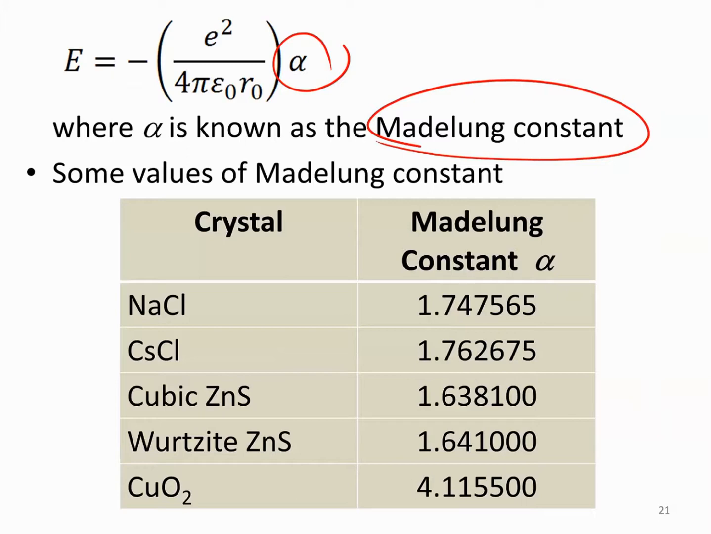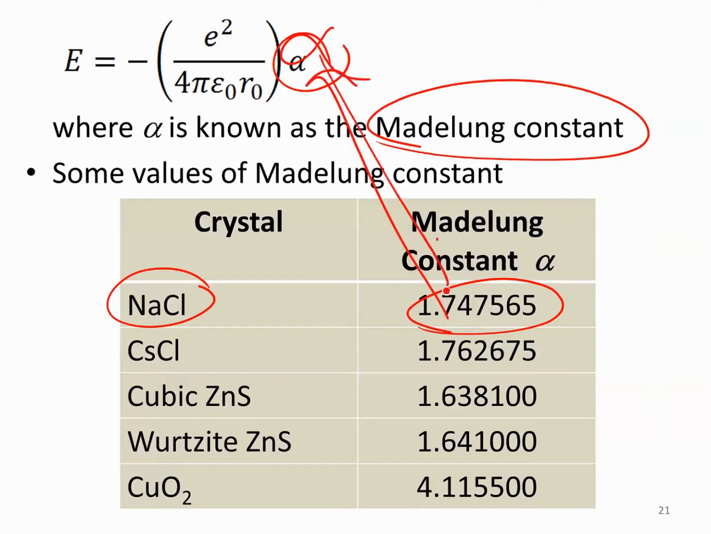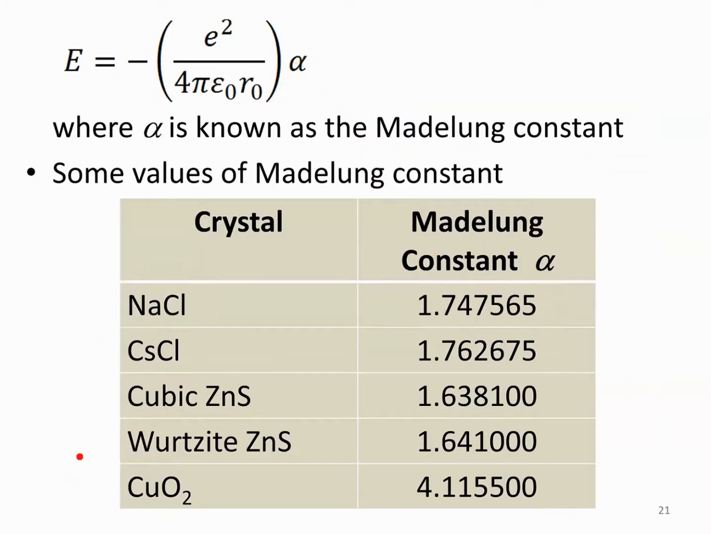Here I give you some example values of the Madelung constant. For sodium chloride, the Madelung constant is 1.747565, so this alpha equals 1.7475. For cesium chloride, the Madelung constant is 1.7626. For cubic zinc sulfide, the Madelung constant is 1.638. However, for the wurtzite zinc sulfide, the Madelung constant is 1.641. And for copper oxide, the Madelung constant is 4.115.